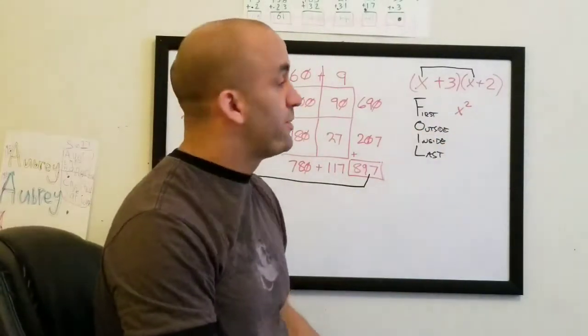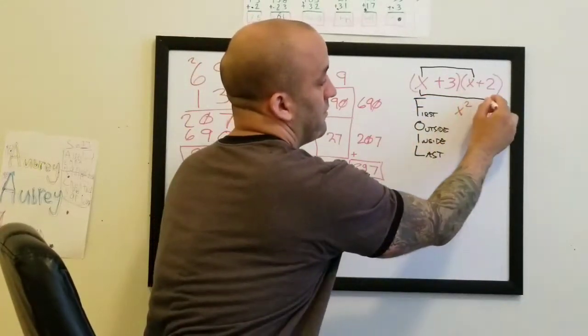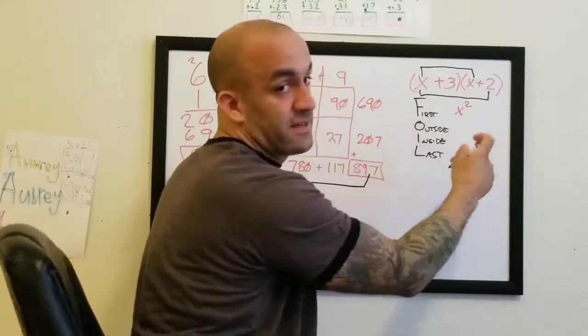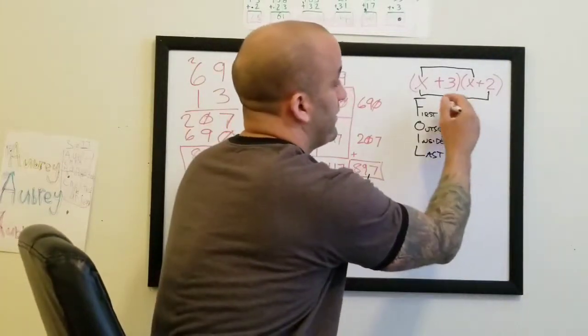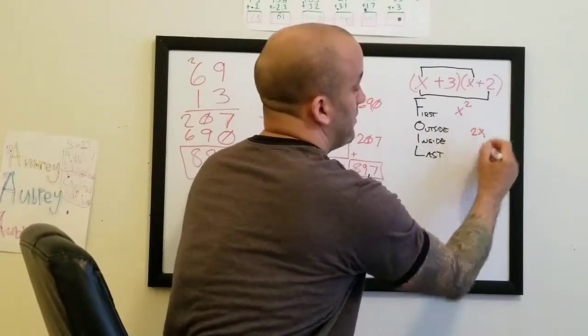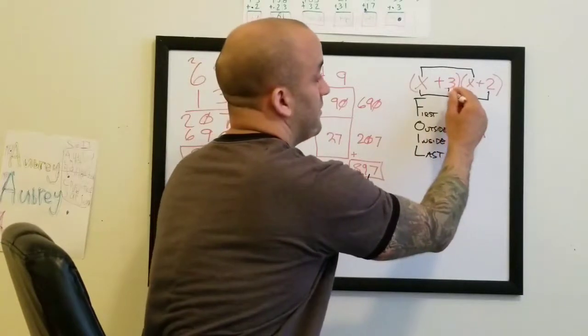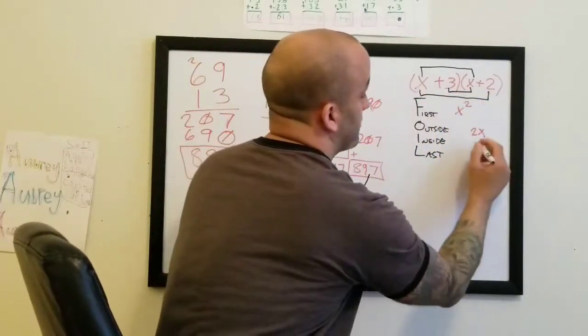Now we're going to multiply the outside terms right here. And I'm going to offset this. It'll make sense in a second, right? We're going to have 2x. Then we're going to multiply the inside terms. This would be 3x.